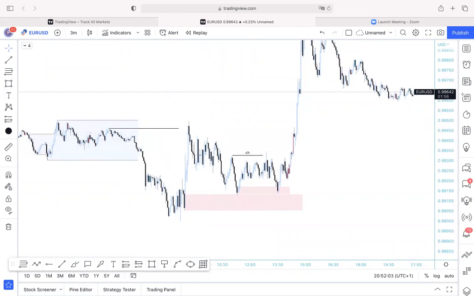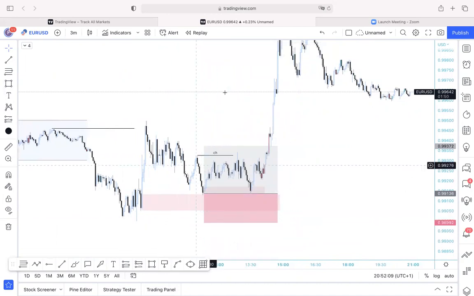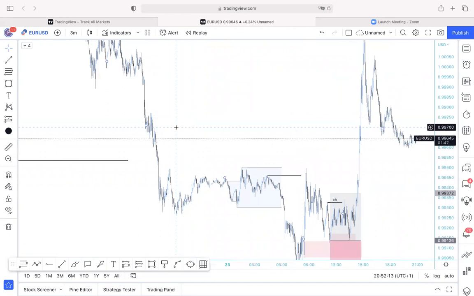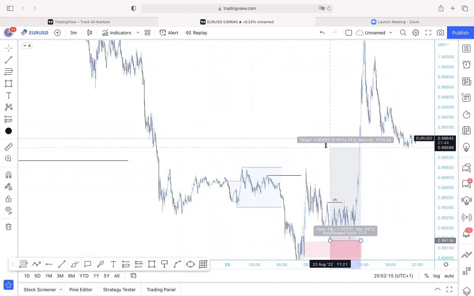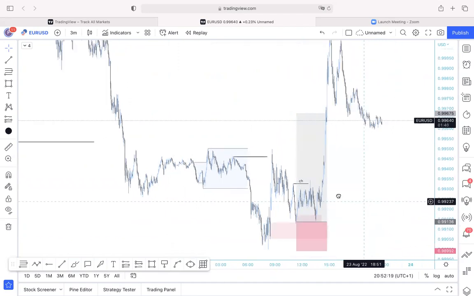Now, there are two options. This is already a valid confirmation. You can already take the trade from the demand area. I will put the stop loss below the low and take profit. We might need to target at least this supply right here for a 1.3.7 or 1.4.